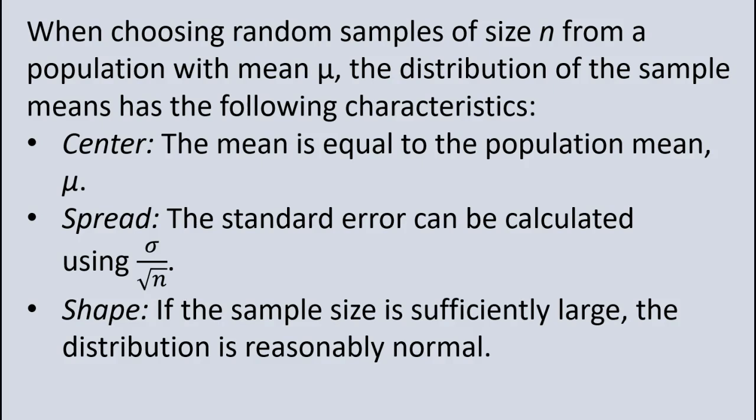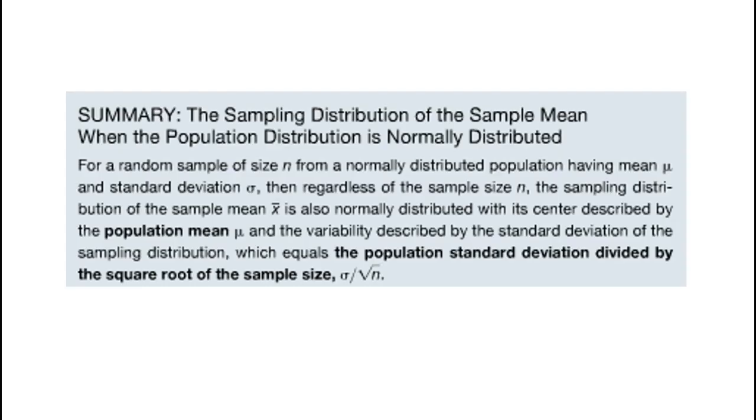The standard deviation can be calculated using sigma divided by the square root of n. And if the sample is sufficiently large, the distribution is reasonably normal. The larger the sample size, the more the sampling distribution tends to a normal distribution. A normal distribution is a good approximation as long as our sample size is bigger than or equal to 30. If the population data is normally distributed, the sampling distribution will be normal for smaller sample sizes.